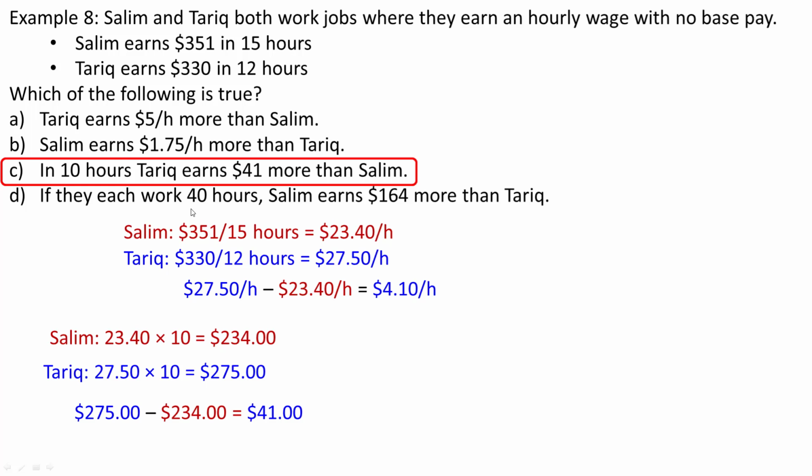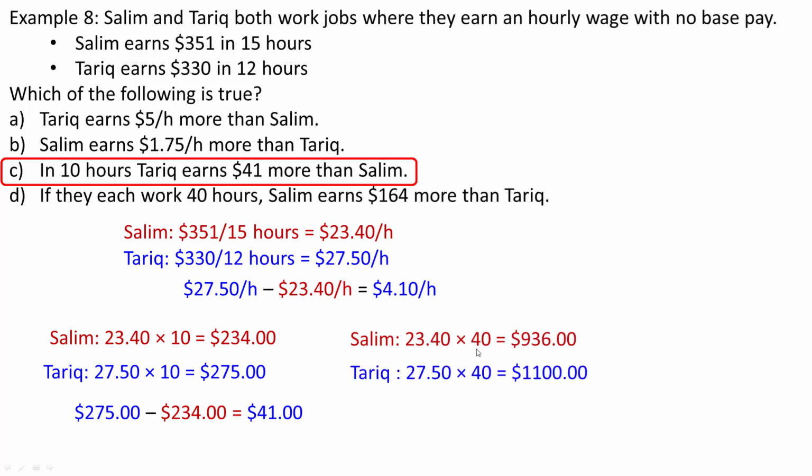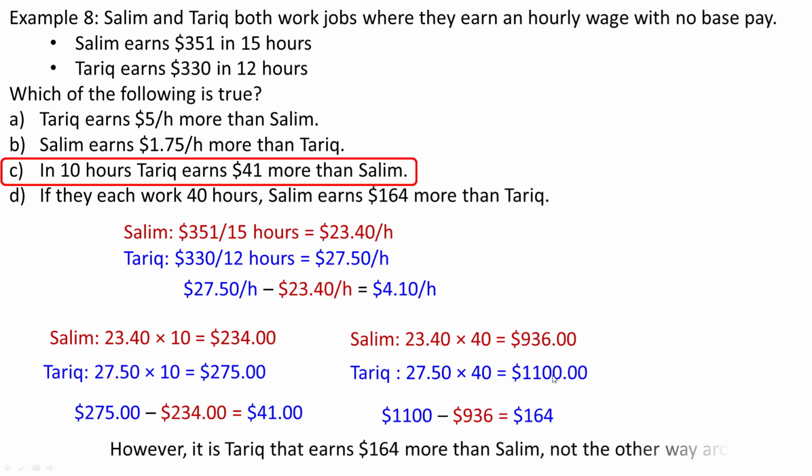And just to show you that D is not correct, there's only one correct answer. If they each work 40 hours, let's figure out how much they each make in 40 hours. So this would be Salim's and Tariq's, and if we subtract them, you get 164. Now, pay careful attention to the wording here. If they work 40 hours, Salim earns $160 more than Tariq. Well, it's actually the other way around because Tariq's the one making more. So he's the one that earns $164 more than Salim, not the other way around.